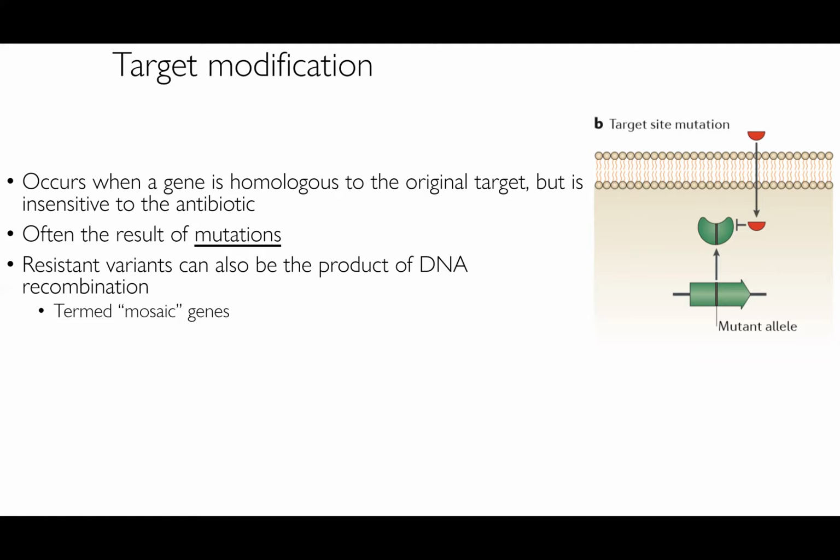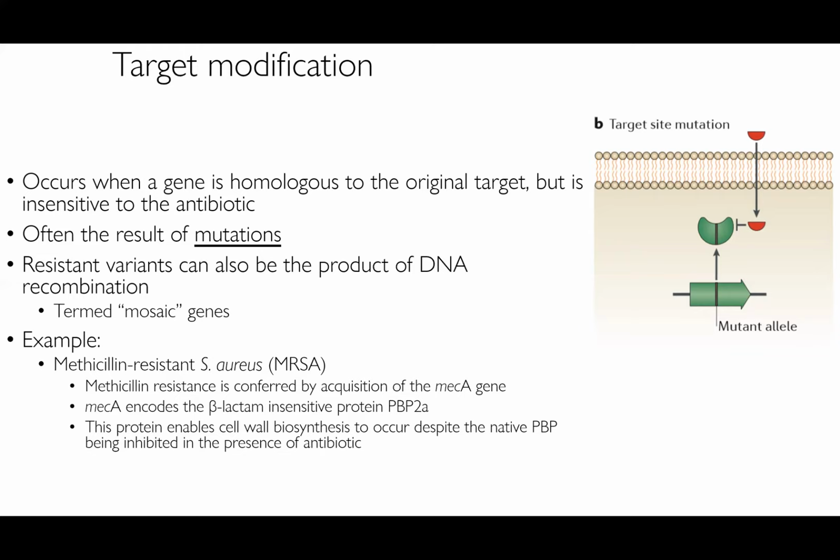Resistant variants of the gene can also be a product of DNA recombination. This is termed mosaic genes. For instance, this is the way methicillin resistance has arisen in Staphylococcus aureus, or MRSA. Methicillin resistance is conferred by the acquisition of the mecA gene, and mecA codes a beta-lactam insensitive protein, PBP2A. This protein enables cell wall biosynthesis to occur despite the native PBP being inhibited by the presence of the antibiotic. So it allows this bacteria to essentially continue to build its cell wall, even though methicillin is there to inhibit it, which is scary because MRSA is one of the most common and one of the most deadly antibiotic resistances.